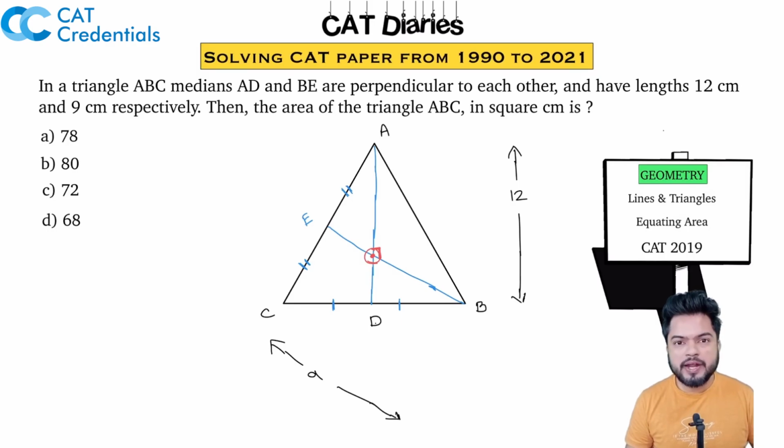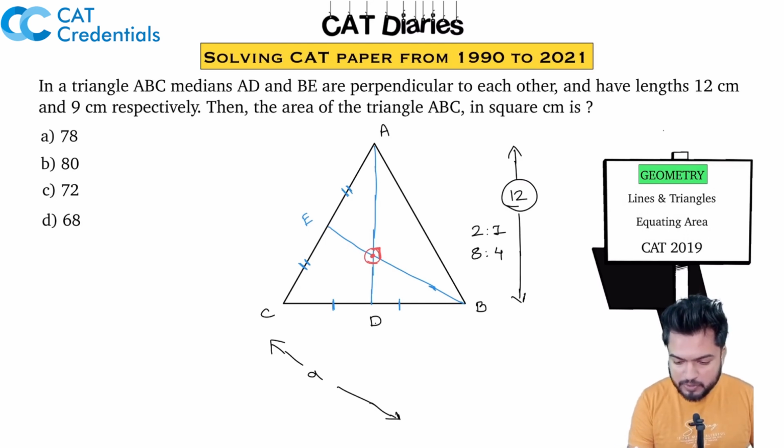And a centroid divides the median in the ratio of 2 is to 1, where 2 is always from the vertex. So I know that this length is equal to 12. This will be divided in the ratio of 2 is to 1, where 2 is from the vertex. 2 is to 1 means 3 parts. So divide 12 into 3 parts, that is 4. 2 parts will be 8, 1 part will be 4, which means from the vertex, this length is equal to 8, and this length is equal to 4, such that the total length is equal to 12. That is what I understand from this part.